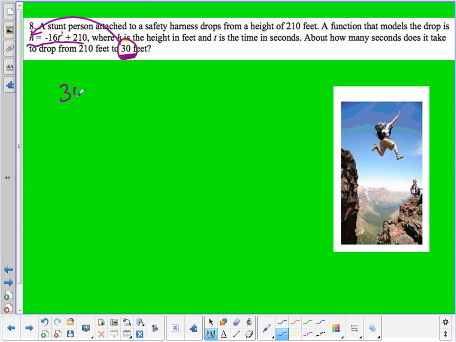So I have 30 equals negative 16t squared plus 210. And I'm going to solve this using the quadratic formula. I know that if I want to solve this, I've got to move my 30 to the other side. So I'm going to subtract 30, and I have 0 equals negative 16t squared plus 180.